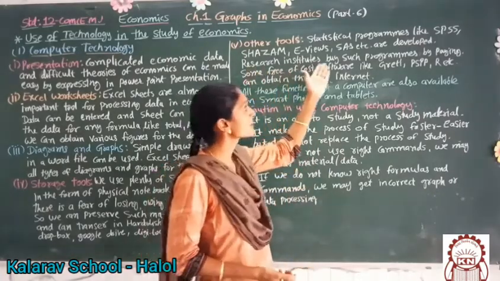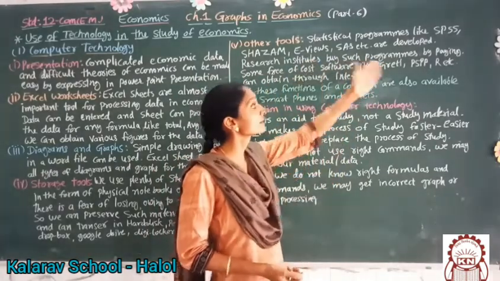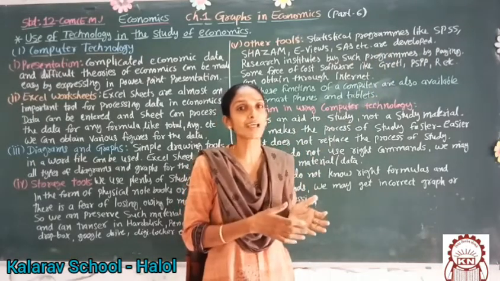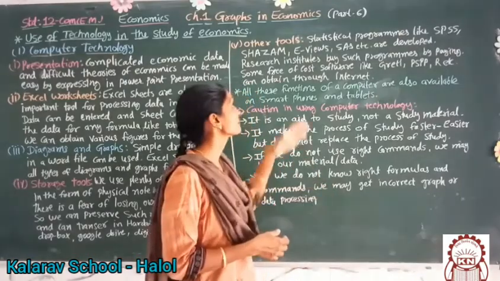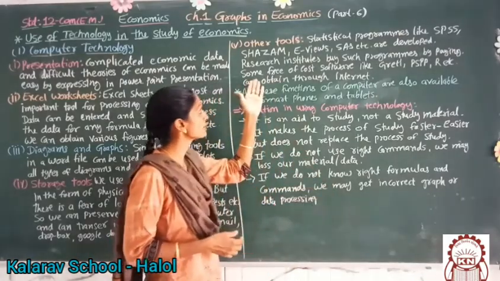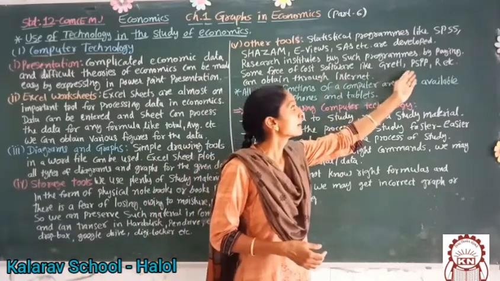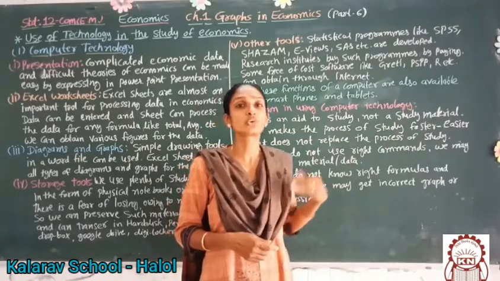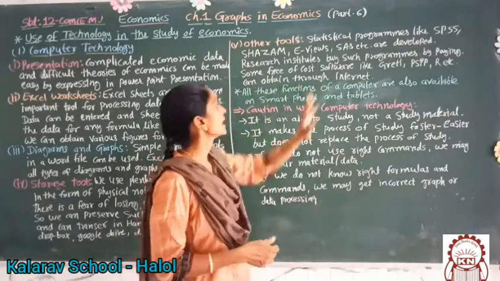Research institutions buy such programs. So these are very costly and they pay also for that. And because of this particular intention they are developing, so that way they have to pay for that. And some free of cost also available software are Gretl, PSPP and R. So they are available through internet. We can get it free of cost and can be available through internet.